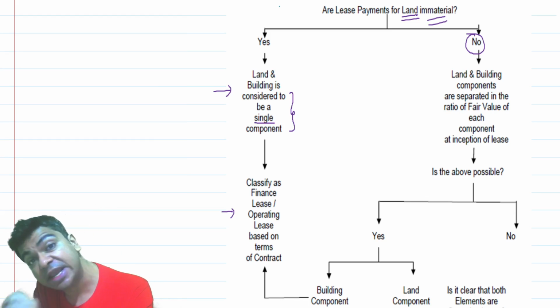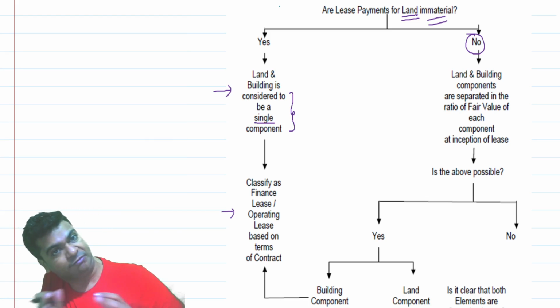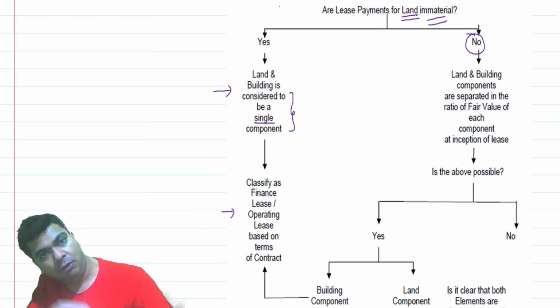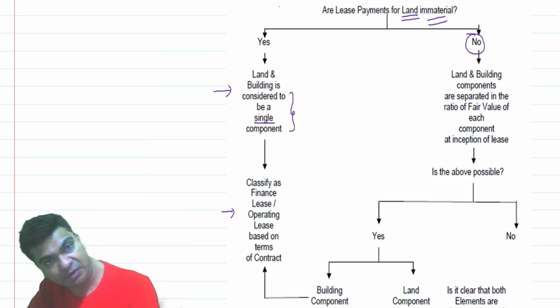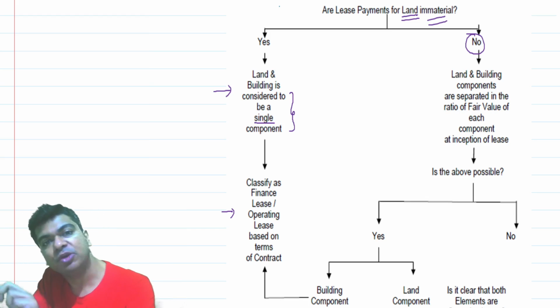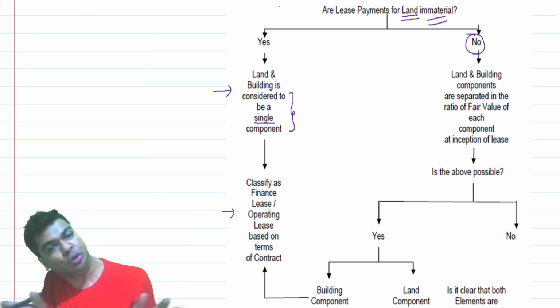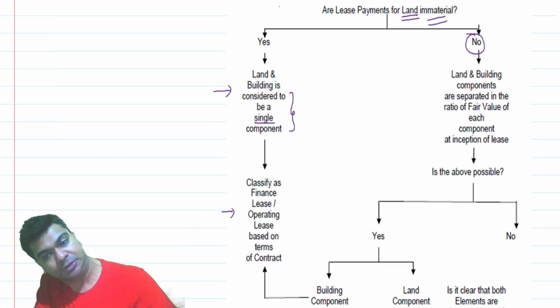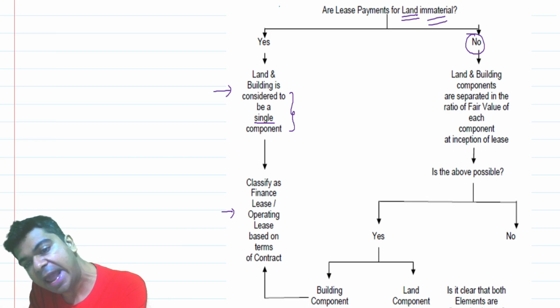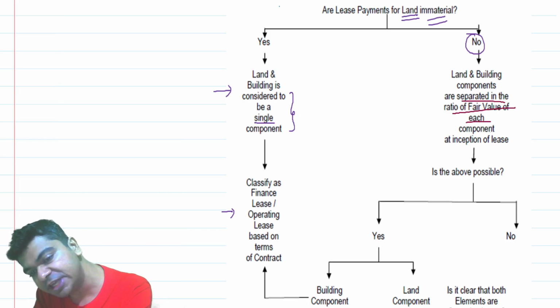So this time segregation should be carried out if possible. So one should find out what is the fair value of the land and what is the fair value of the building. And in that ratio, we should split the lease payments. So they say land and building components are separated in the ratio of the fair value of each component.